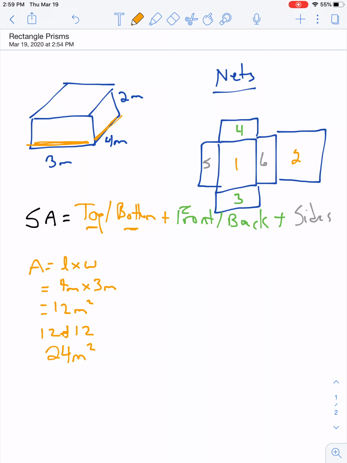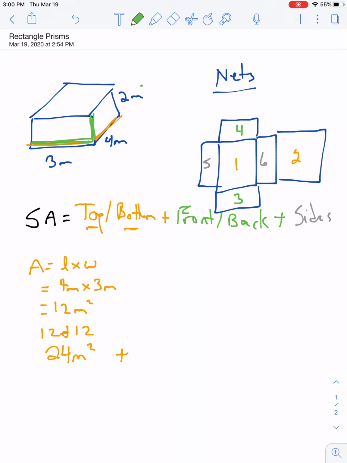I'm going to take that 24 and add it to my front and back. My front and back is going to have slightly different measurements. My front piece is going to have a measurement of the 3. You can see it there. And the edge here is going to be the same as this edge, which is going to be the same as this edge, which is my 2.